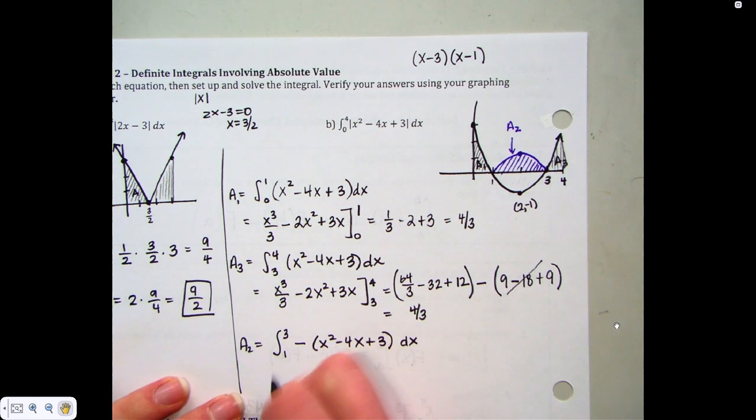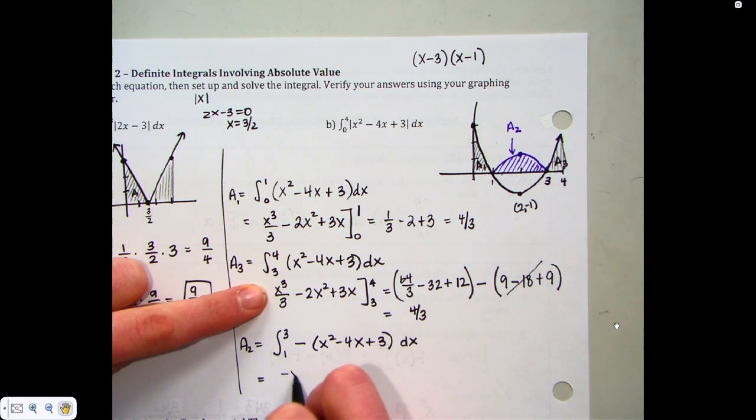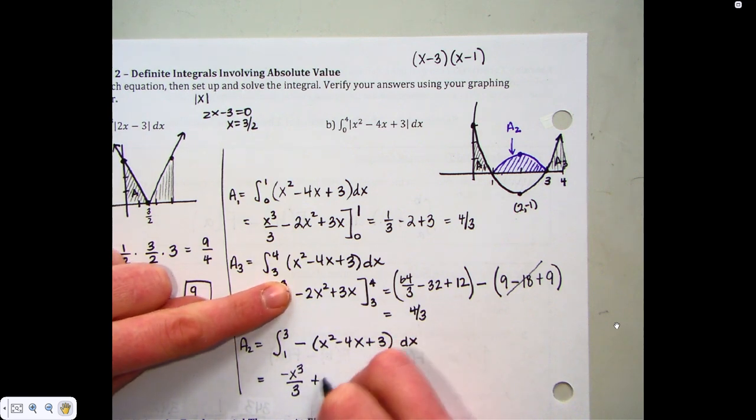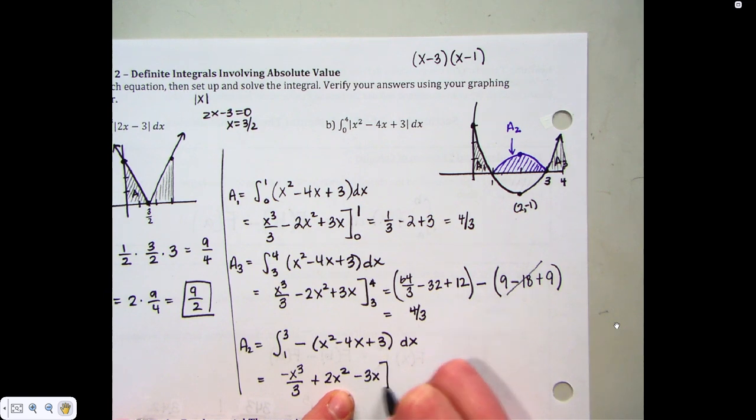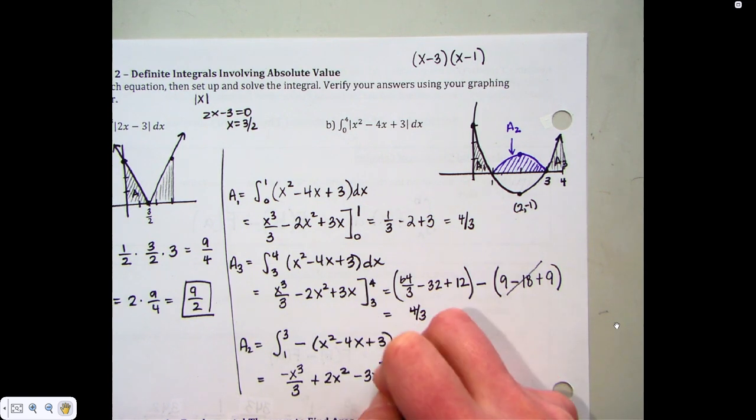And I can go ahead, and really the math is not much different, right? There's just a negative sign in front of each of those extra pieces. So instead of having minus 2x squared, I'll have plus 2x squared. Instead of having 3x, I'll have a minus 3x. It'll change my signs, and I'll be evaluating at 1 and 3.